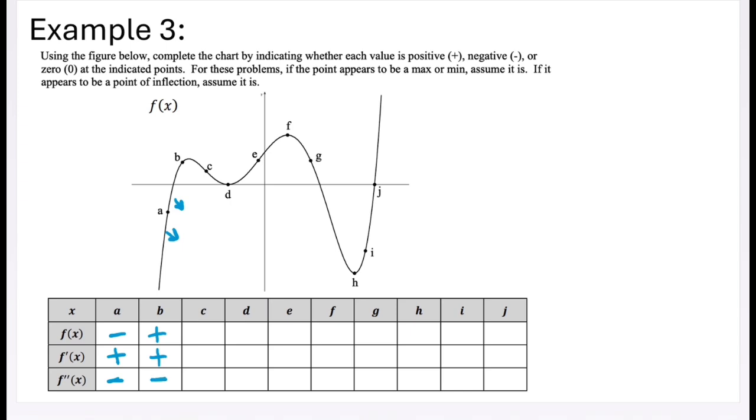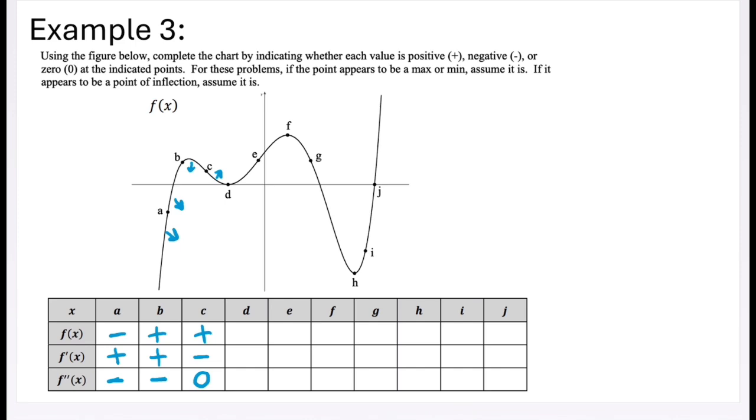All right, now C. C is in a positive portion of the graph. It's on a part of the graph that's decreasing, so the first derivative is going to be negative. Now, the second derivative, it looks like it's concave down before, and it looks like it's concave up after. So I'm going to say that that is a point of inflection, so the second derivative would actually be 0.